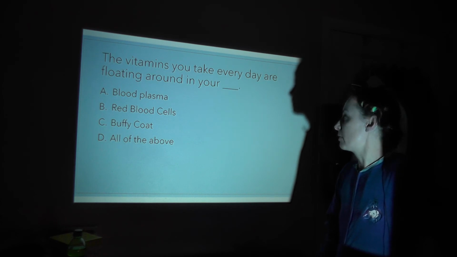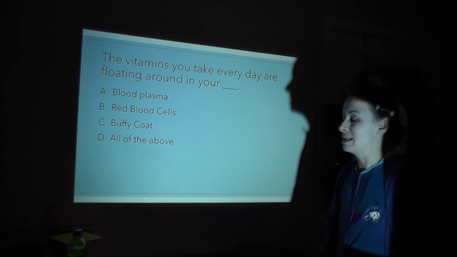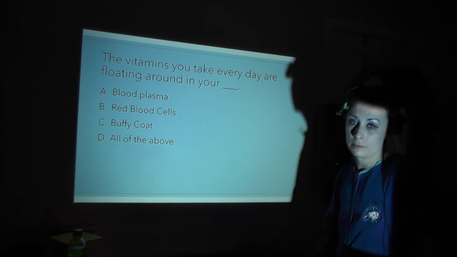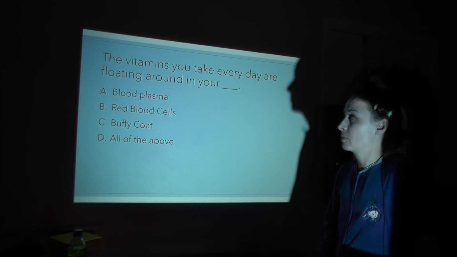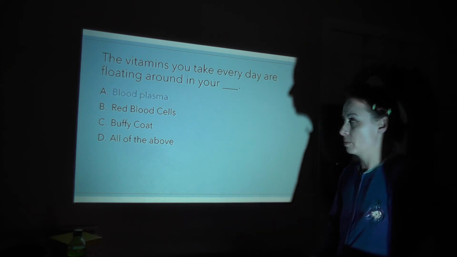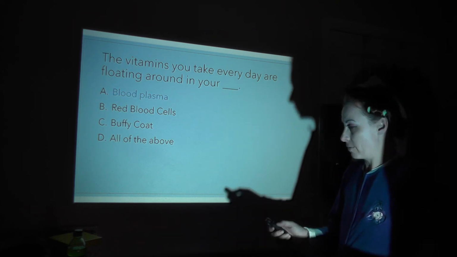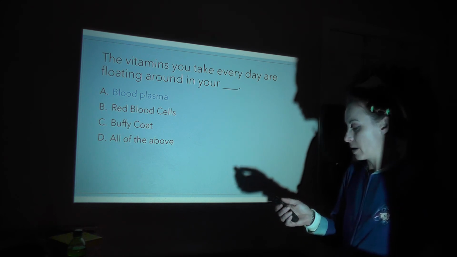The vitamins you take every day are floating around in your blank. A, blood plasma. B, red blood cells. C, buffy coat. D, all of the above. Okay, they are floating around in your blood plasma. So everything that is not a formed element is floating around in your blood plasma.